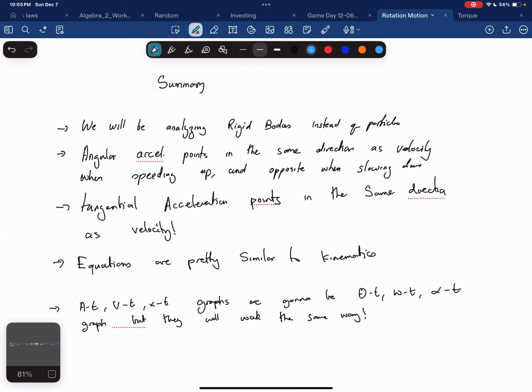Just to summarize, we'll be dealing with rigid bodies instead of particles. So we're going to consider how the shape affects the dynamics of our equations, which is frankly amazing. Angular acceleration points in the same direction as velocity when speeding up, and opposite when slowing down. Tangential acceleration points in the same direction as velocity. All right, and the equations are very similar to kinematics. I know I haven't gone through graphs, but we'll go through that in class. The AT, VT, XT graphs work the same way as theta, omega, alpha versus t. So I don't need to spend too much time reviewing them in this video.